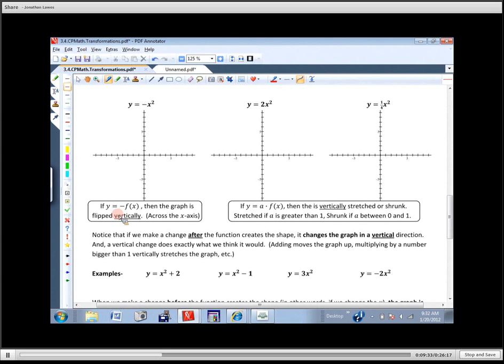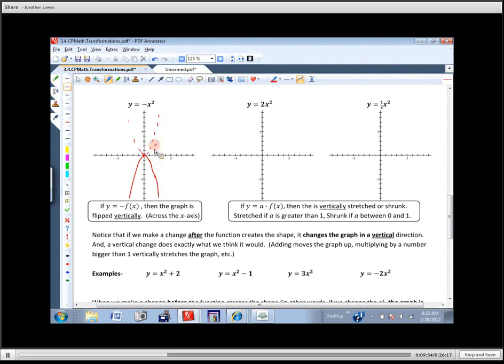Okay, it flips it across the x-axis, it flips it vertically, right? So it normally looks like this. Now it looks like this. It doesn't change where the vertex is, but it does change the fact that we go to the right, and now we go down 1, go to the right 2, down 4. So again, we've got that nice symmetry here.